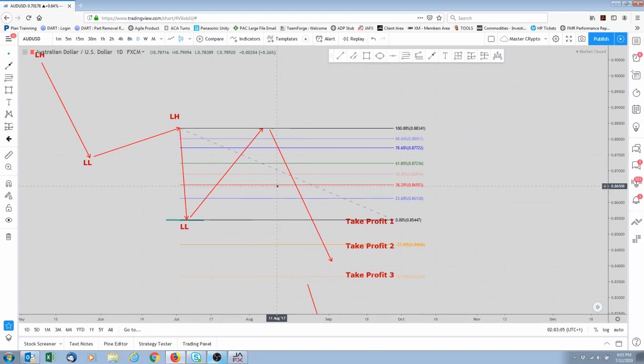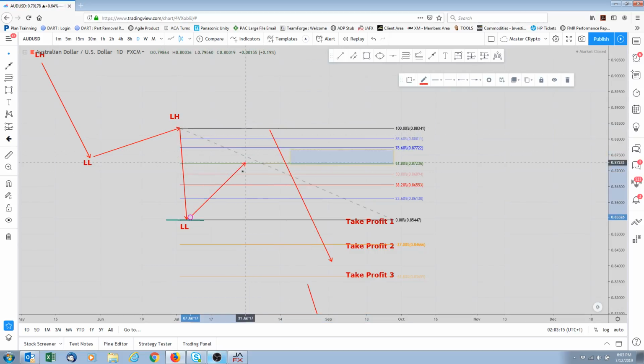So that's why I suggest taking trades from this level here. Ideally, if price comes up and spikes to this area, this is where we would place our trade. Why I like placing trades from this area as opposed to 38.2%.